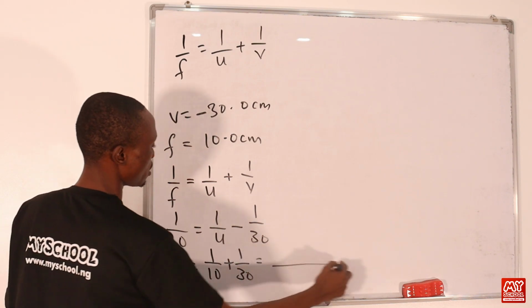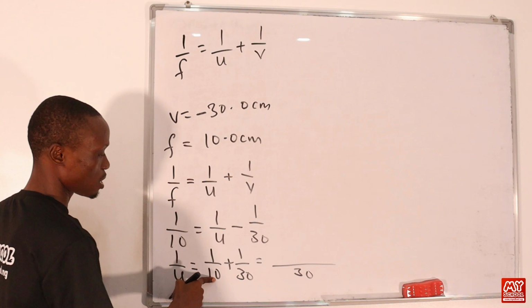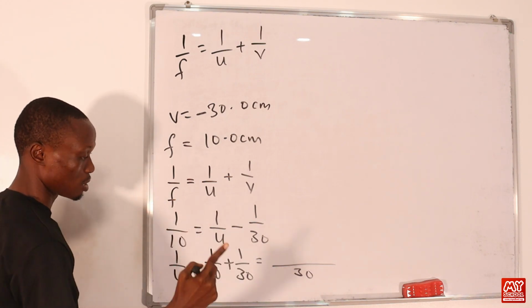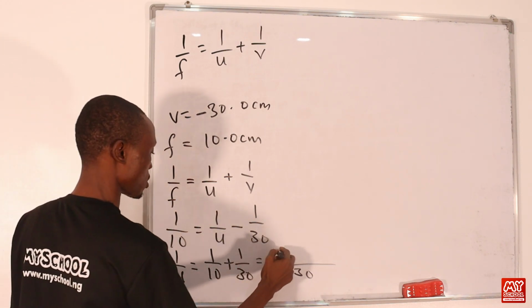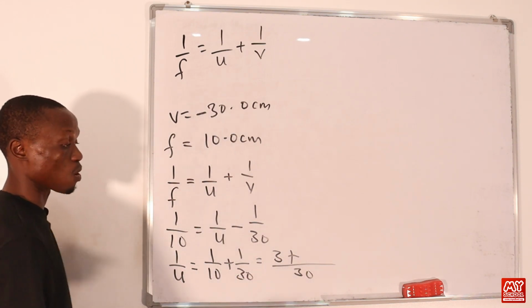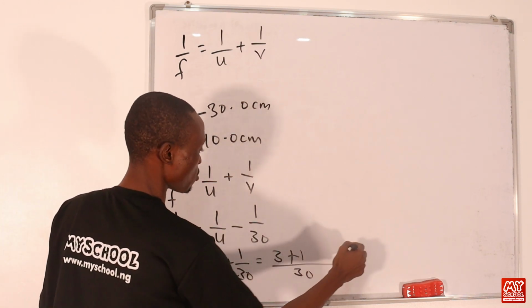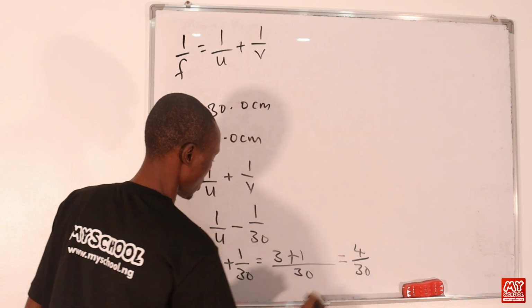Okay, so here the LCM of 10 and 30 is 30. So 10 into 30, that will give us 3. Then 3 times 1, that will be 3. Then our plus, which is this. Then 30 into 30, that will give us 1. 1 times 1 is 1. So we'll be having 4 all over 30, right?